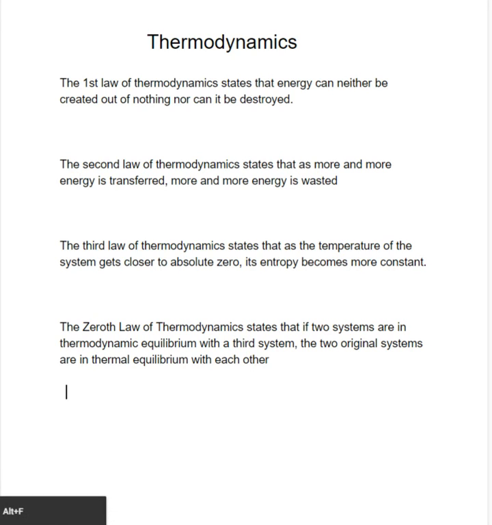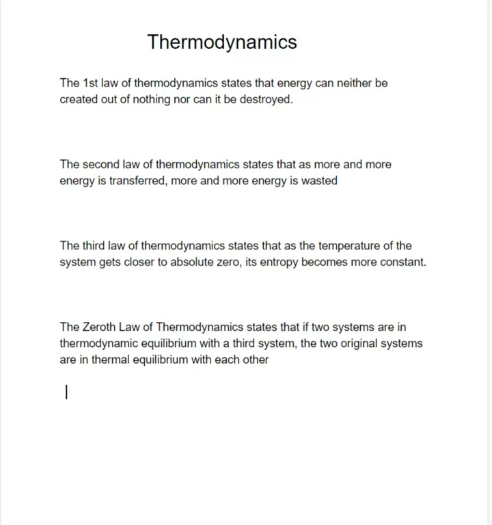The second law of thermodynamics states that as more and more energy is transferred, more and more energy is wasted. So if you have a battery and a wire connecting the battery to a light bulb, the battery will charge the wire with electricity, and as it goes to the light bulb to power it, the energy will have less and less power. So the energy that actually gets to the light bulb and lights it up is not the energy that started in the battery. Get it? Okay. Well, that was a short explanation.